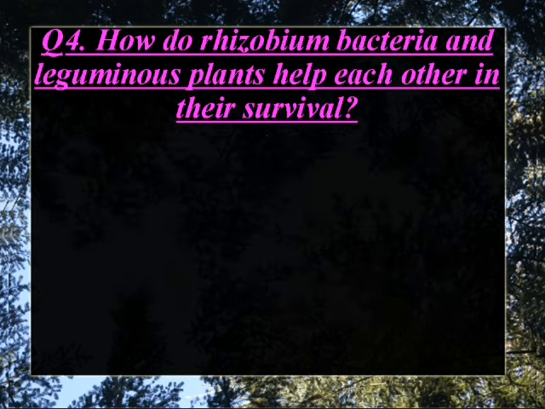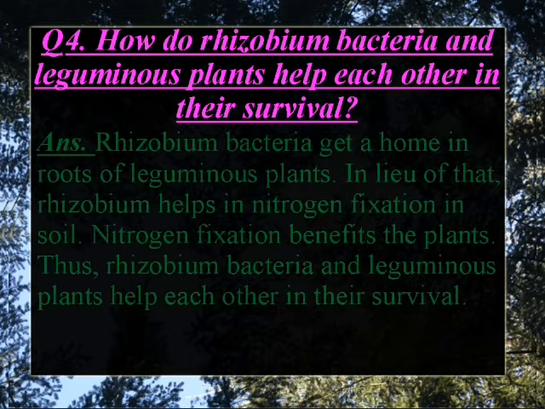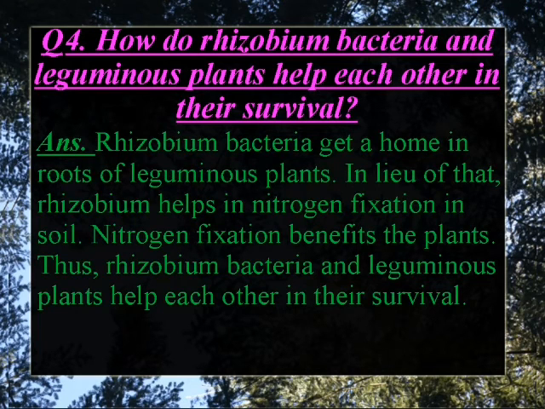Our question number 4 is, how do rhizobium bacteria and leguminous plants help each other in their survival? Rhizobium bacteria get a home in the roots of leguminous plants. The rhizobium helps in nitrogen fixation in soil. Nitrogen fixation benefits the plants. Thus, rhizobium bacteria and leguminous plants help each other in their survival.